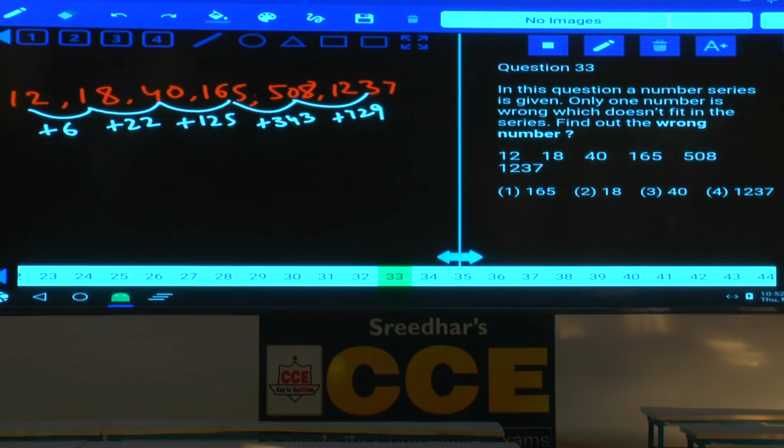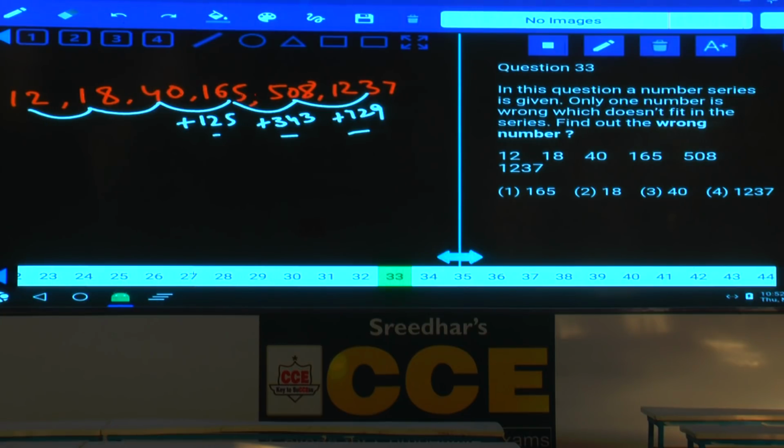Isn't it? 8 plus 9, 17. And 1 plus 2, 3. 5 plus 7, that is 12. Hence, all these three numbers are correct: 125, 343, 729. And the previous numbers must be 9 cube, 7 cube, 5 cube. Next, 3 cube and 1 cube should be added.